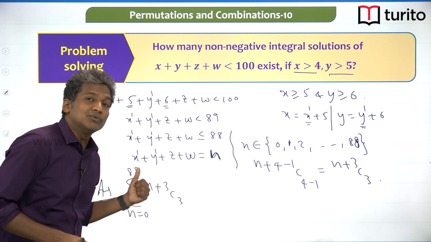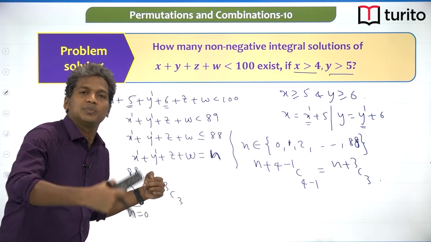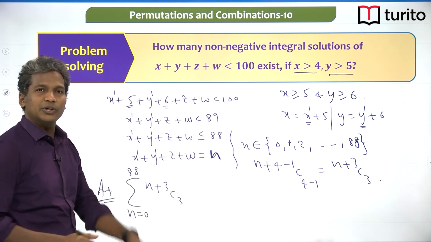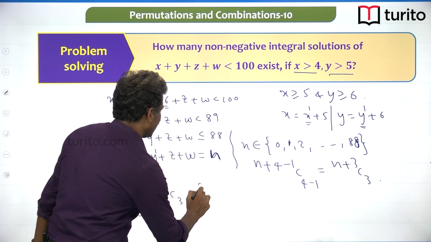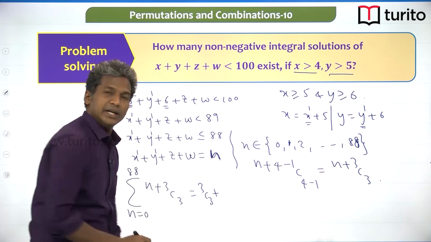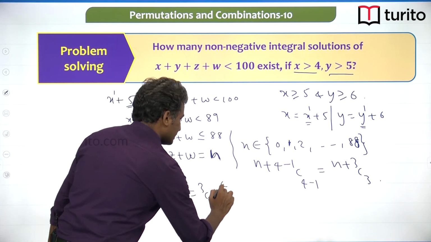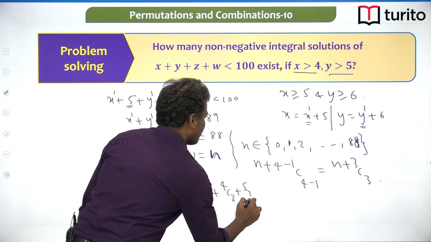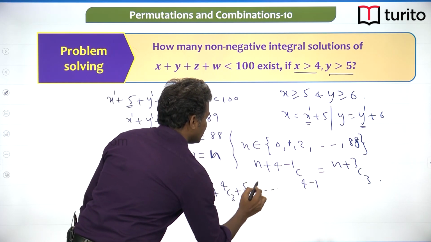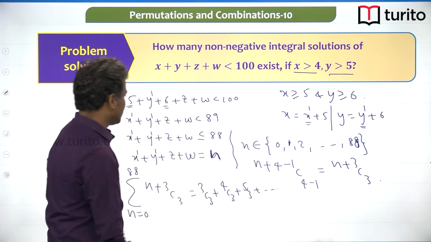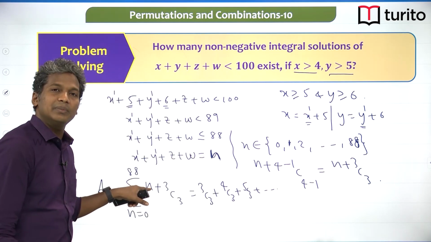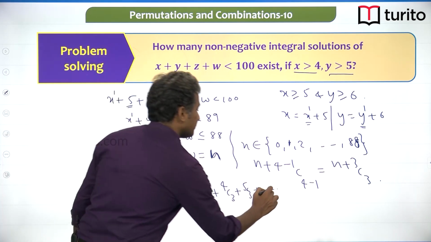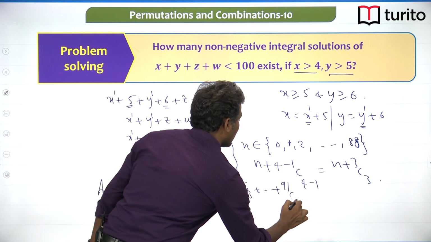So what are the terms going to be? Now let's put values and see. If I put n equal to 0, I will be getting 3C3. If I put n equal to 1, I will be getting 4C3. If I put n equal to 2, I will be getting 5C3, and so on, till the last number, which is when I put 88 here, I will be getting 91C3. So it will go up till this number.